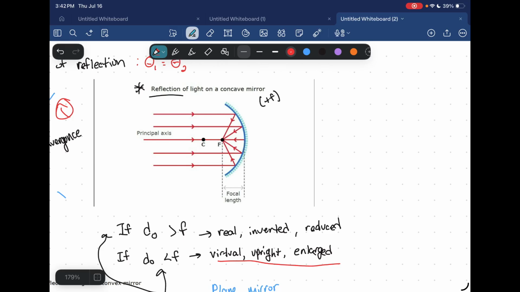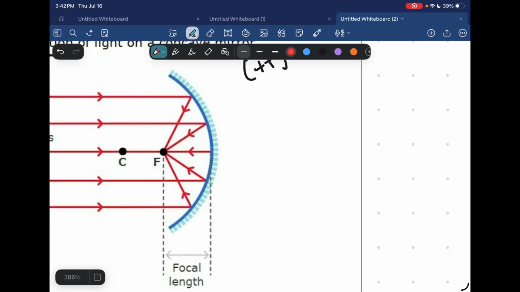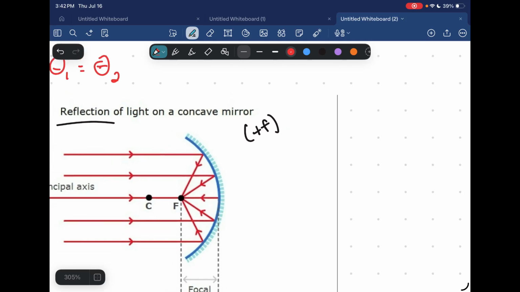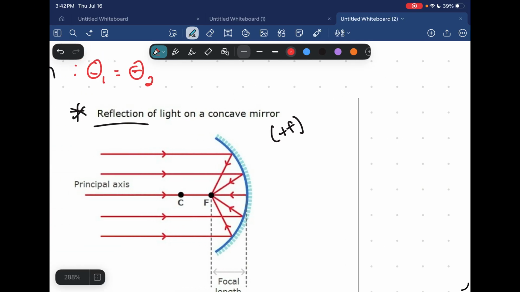And finally, I want to make a note about the sign convention for focal length, which the MCAT does expect you to know. For concave mirrors, since the focal point is in front of the mirror, on the same side as the incoming light and object, it has a positive focal length. So remember, concave mirror equals positive focal length.